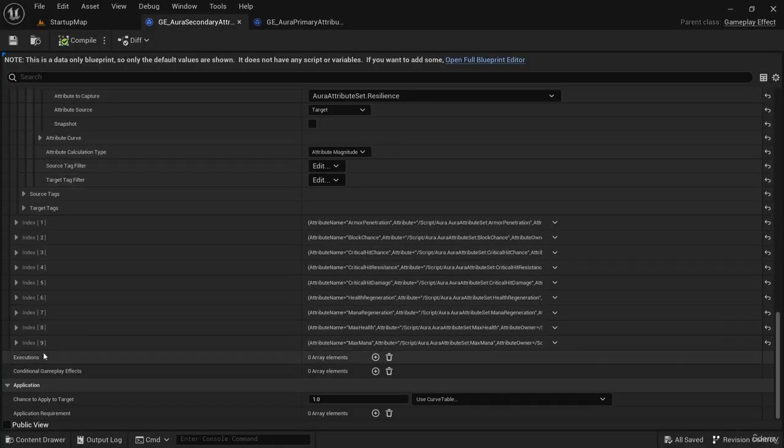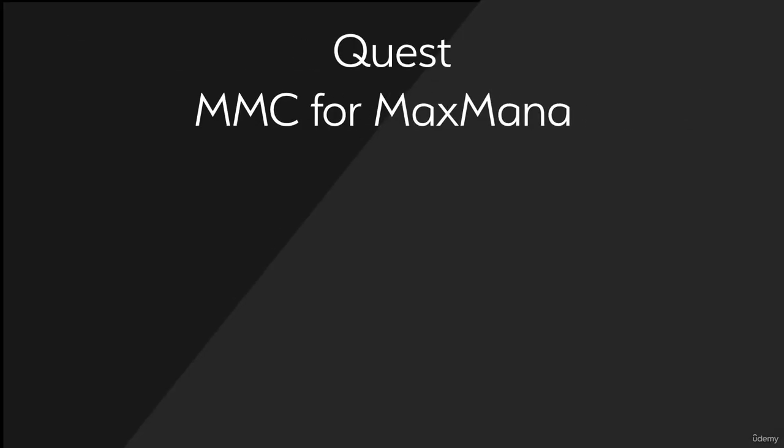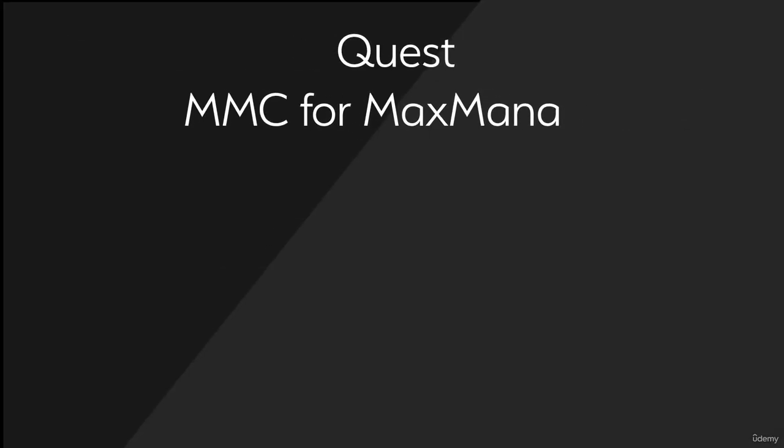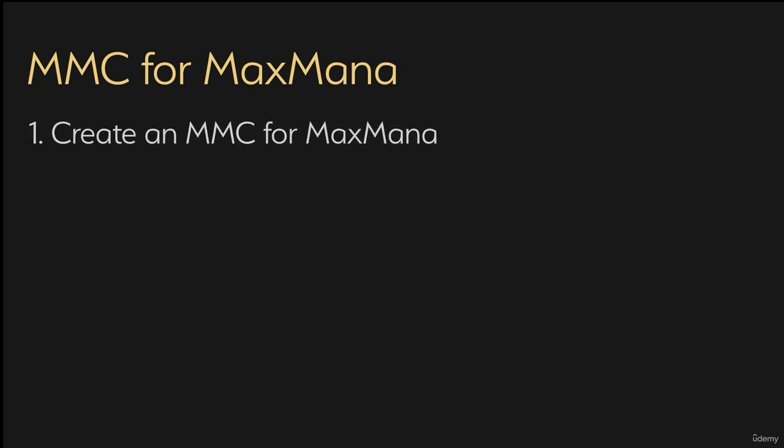So now that we know how to do this for max health, we can do it for max mana. And this will be your quest. So you're going to create a mod mag calc yourself. Create an MMC for max mana. And this will be its own modifier magnitude calculation.